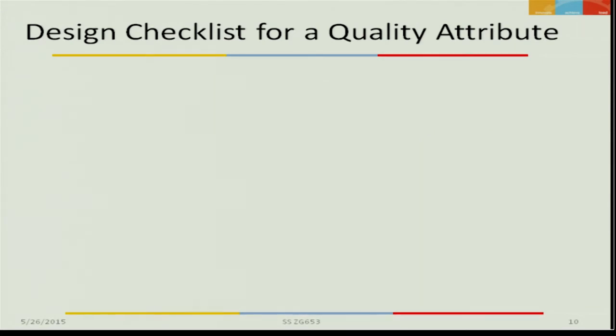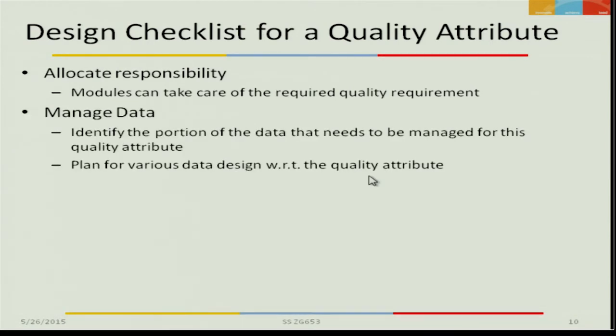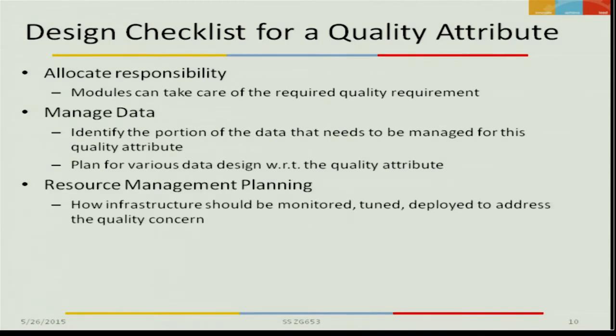In terms of design checklist for a quality attribute, let's look at the design checklists that are required for performance. As before, we said that there are 6 design checklist categories, like allocate responsibility, modules that can take care of the required quality requirement, and management of data: identify the portion of the data that needs to be managed for this quality attribute, and plan for various data structure design with respect to this quality attribute.